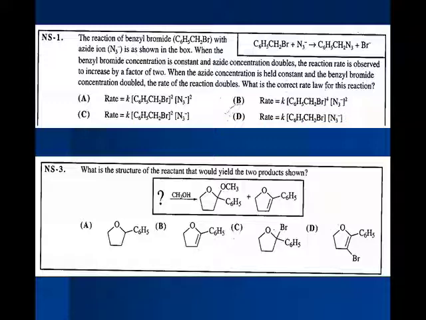Let's get into working some problems. In SN2, the reaction of benzyl bromide with azide ion is shown in the box. When the benzyl bromide concentration is constant and the azide concentration doubles, the reaction rate is observed to increase by a factor of 2. When the azide concentration is held constant, the benzyl bromide concentration is doubled, the rate of the reaction doubles. What is the correct rate law for this reaction?